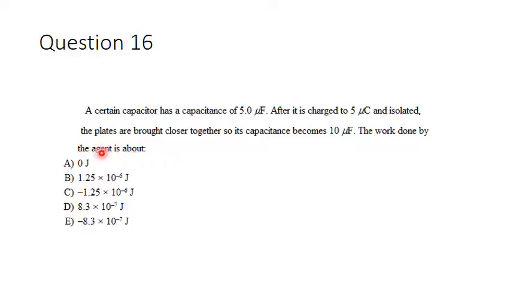Now, the work done by the agent to do this job is about 0 joule, or 1.25 microjoule, or minus 1.25 microjoule, or 8.3 multiplied by 10 to the power minus 7 joule, or minus 8.3 multiplied by 10 to the power minus 7 joule.